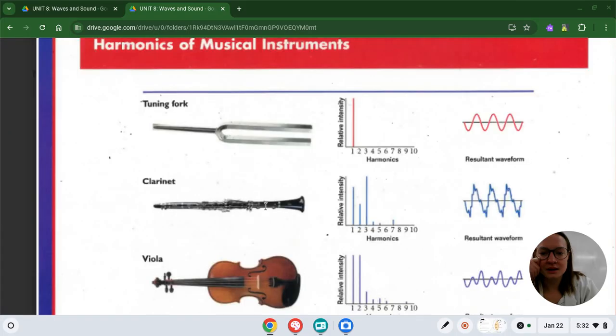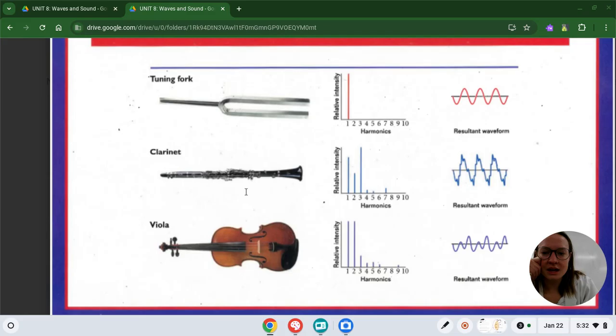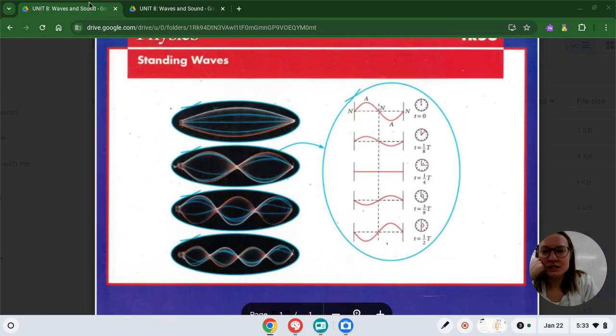Here I have 3 different instruments, a viola, a clarinet, and a tuning fork. Each one has its own, what we call, complex waveform. Here's what a complex waveform is. When you play a note on the viola or on the clarinet or on the ukulele, it doesn't actually just play one of these harmonics. It actually plays multiple at the same time.